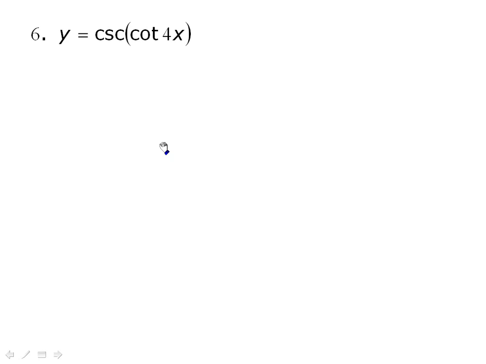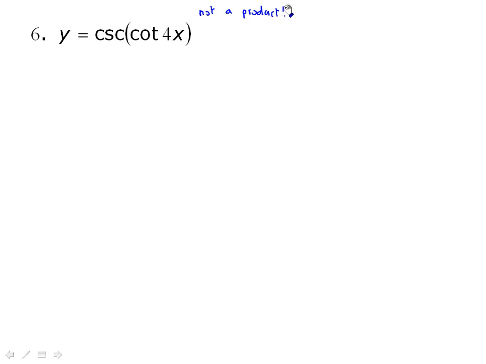Now really important to remember with these that you are not multiplying these together. This is not a product. And that's one of the common mistakes. This is not cosecant times. This is cosecant of cotangent 4x. So cotangent 4x is the argument. And it's important to remember that because by looking at it, sometimes you can get mixed up with these.